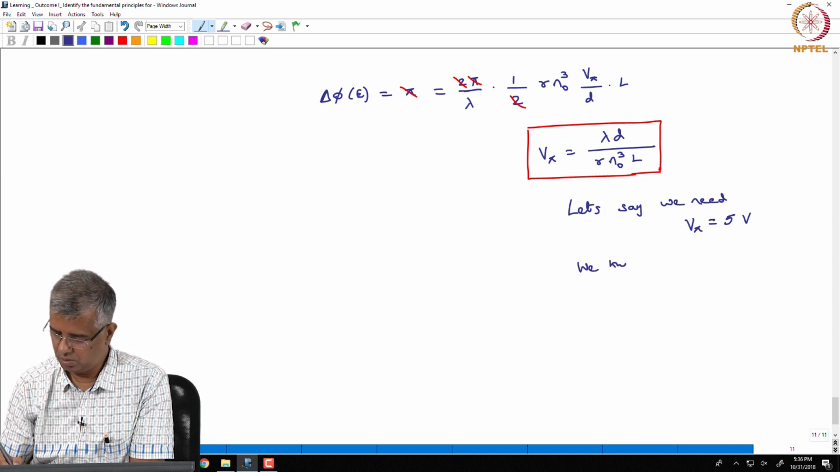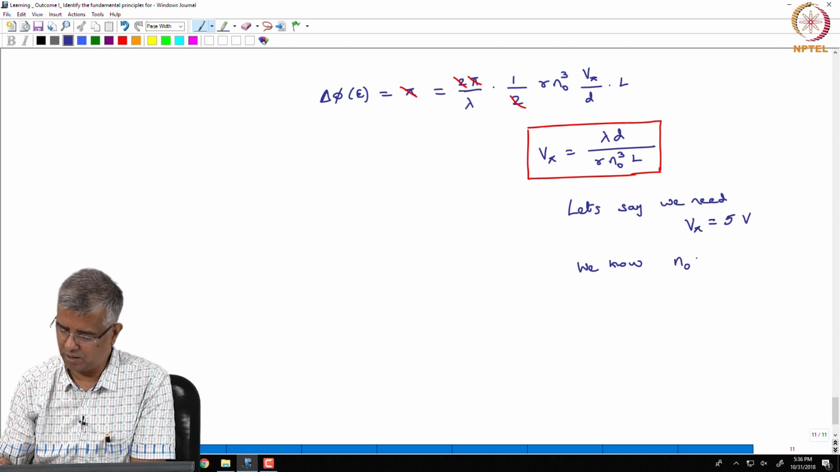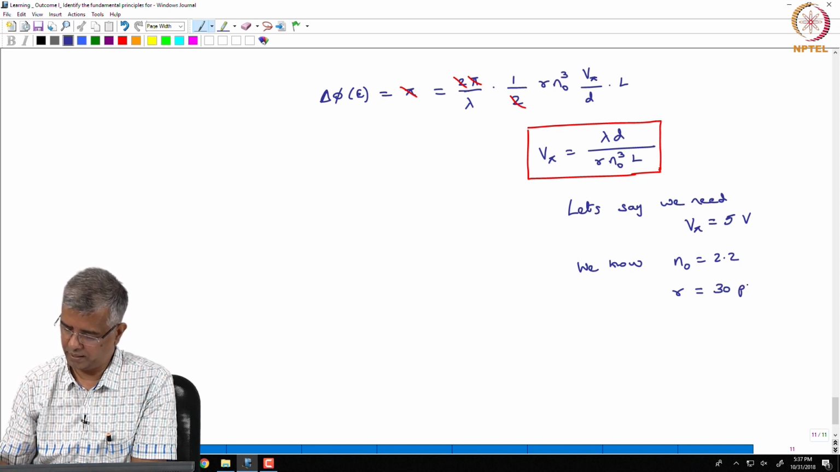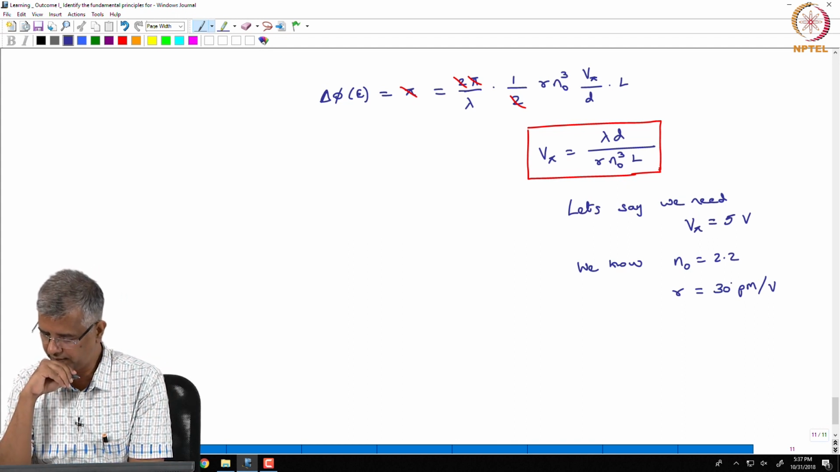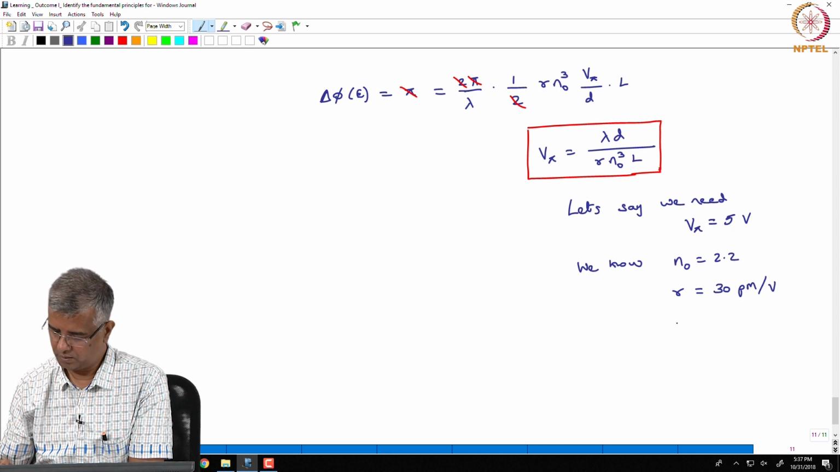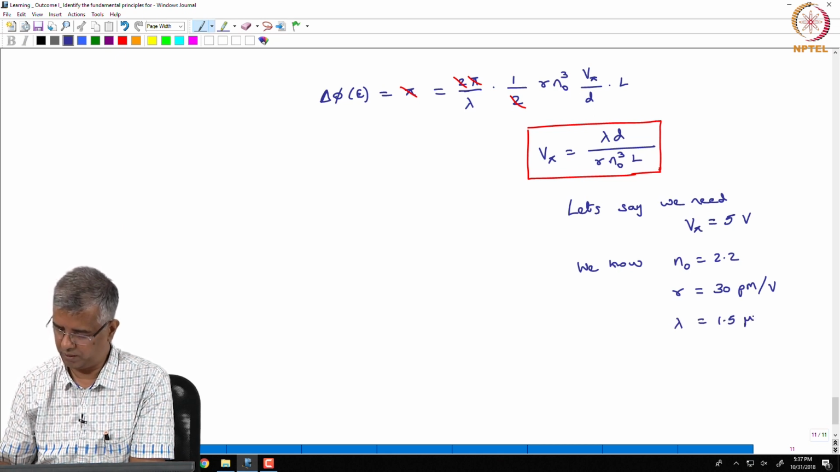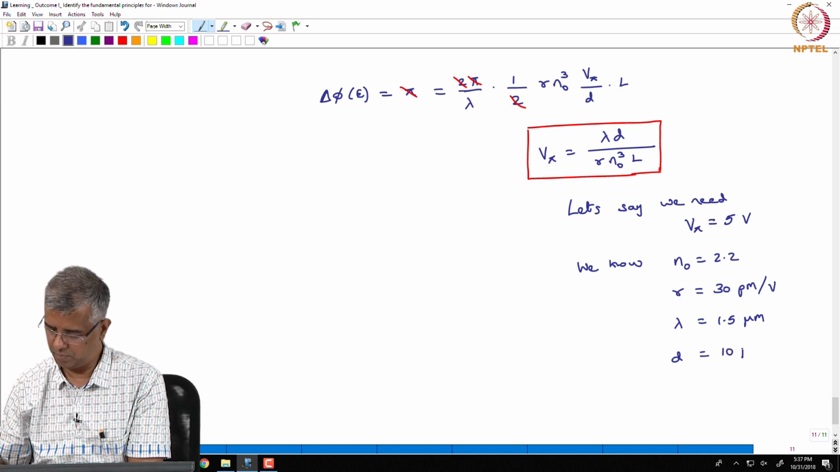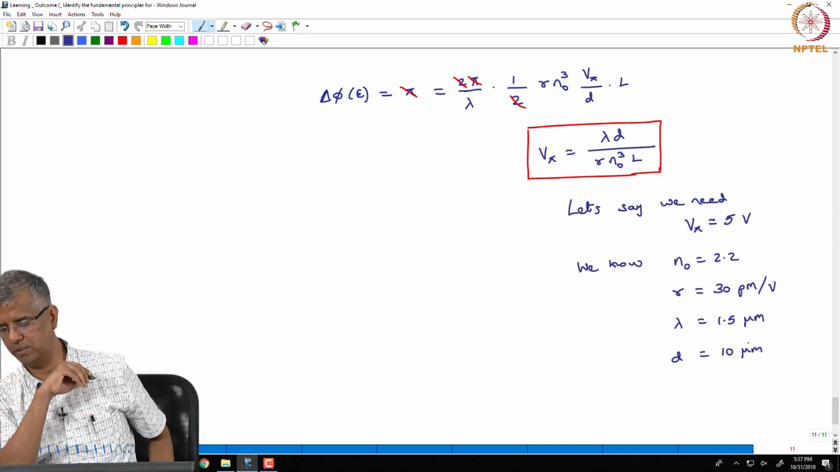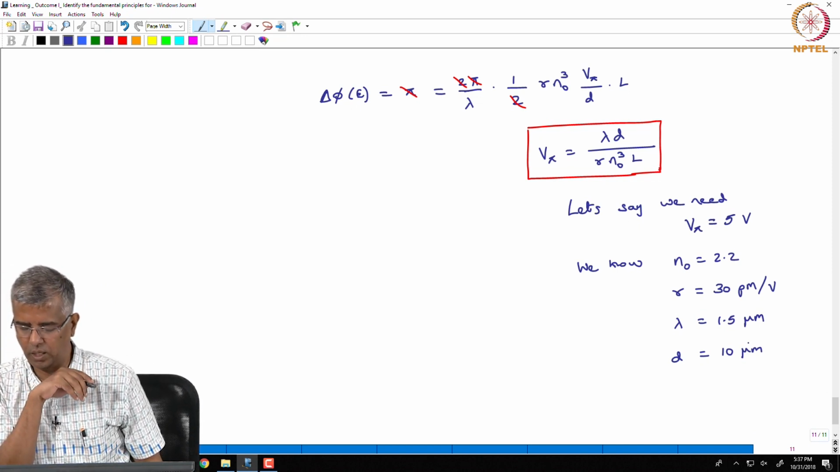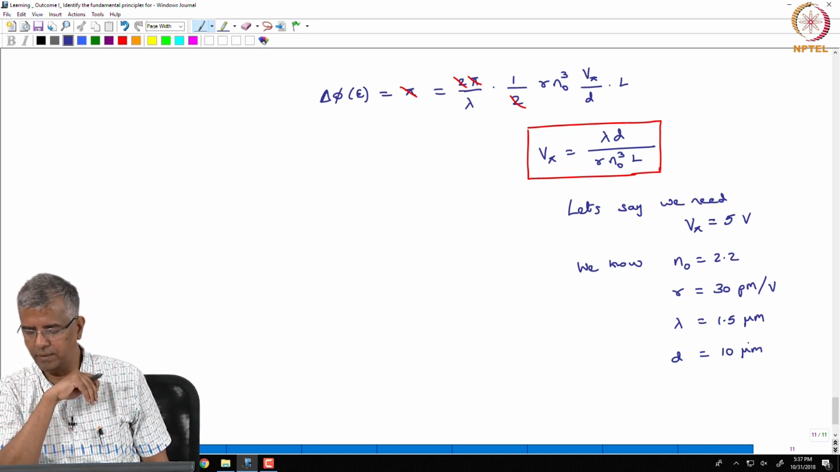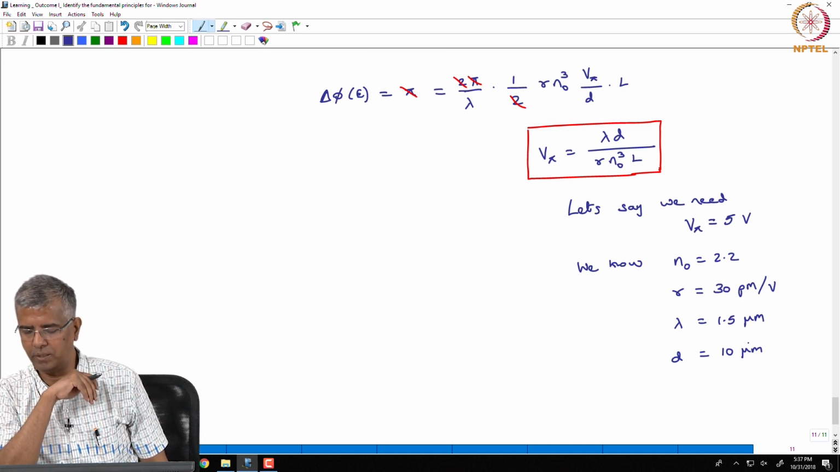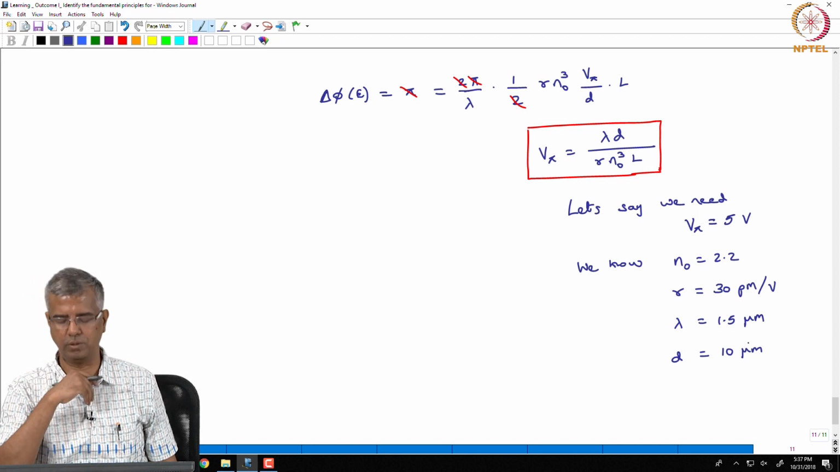We know that for lithium niobate N0 equal to 2.2, and R for a particular configuration of electrodes is given by 30 picometer per volt. Let us say lambda, we are working at 1.5 microns. What else is left? D. Let us say D is 10 microns, the separation between the electrodes. So, the question is what value of length is required so that you can get a V pi of 5 volts.